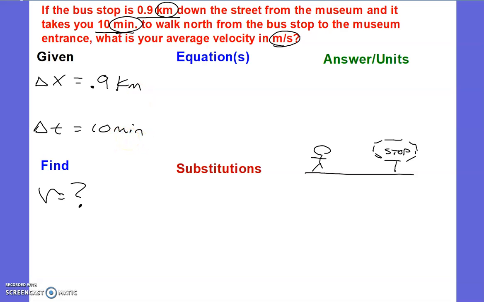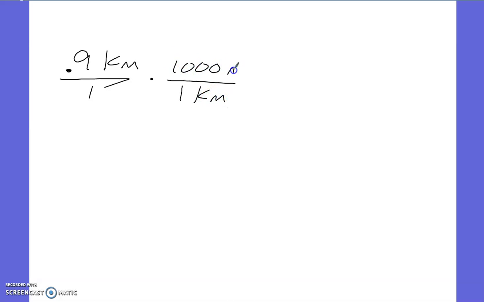So I'm just going to show that on some side work here. So we have the 0.9 kilometers. We place our value over 1, set up our conversion factor. We know that for every 1 kilometer, it is 1,000 meters. If I make my conversion, I get that it is 900 meters.